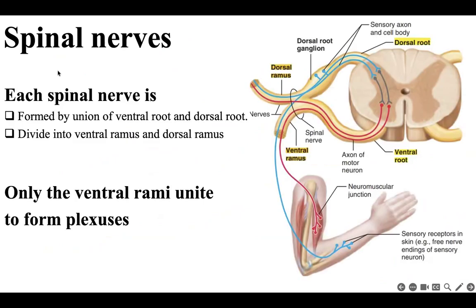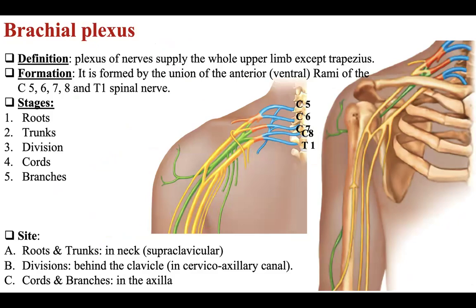So the spinal cord will give nerves. What is the name of the nerve? Spinal nerve. We have 31 spinal nerves. As we see here, these are the roots of the brachial plexus, from cervical 5, cervical 6, 7, 8, and T1.